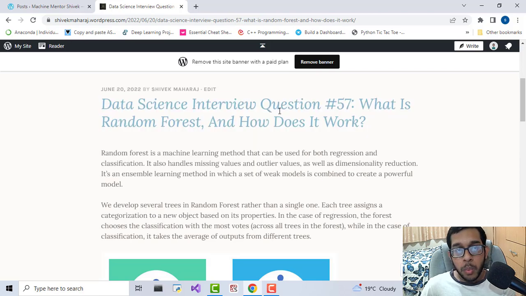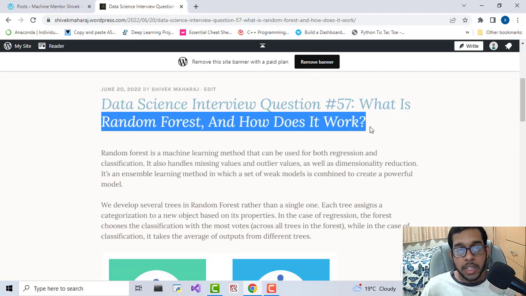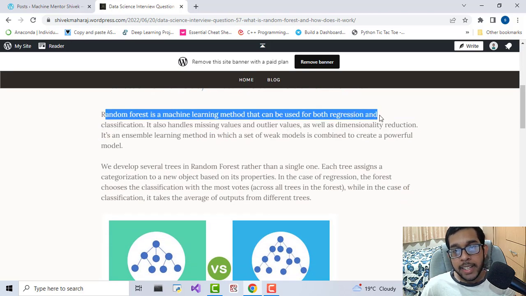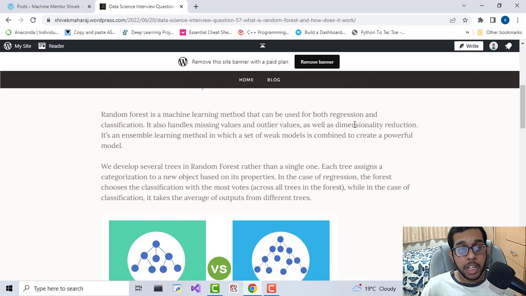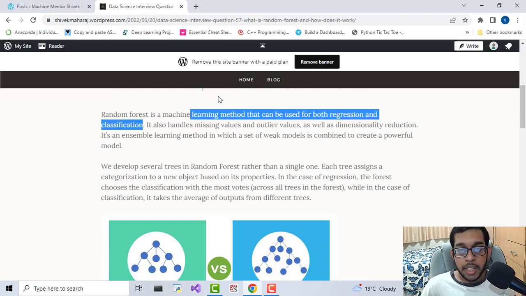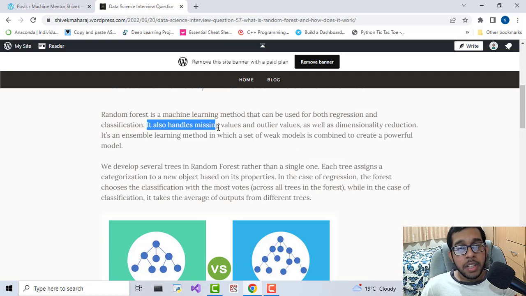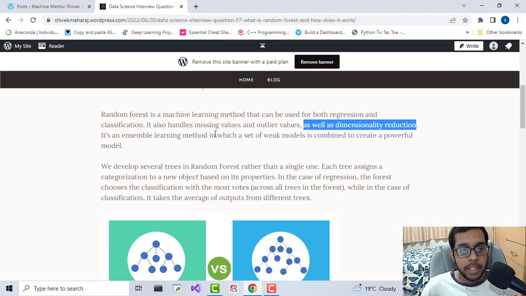Question 57. What is random forest and how does it work? Random forest is a machine learning method that can be used for both regression and classification. That is a key point to mention here, guys. Always keep in mind, random forests as well as decision trees are used for classification as well as regression tasks. It also handles missing values and outlier values as well as dimensionality reduction.